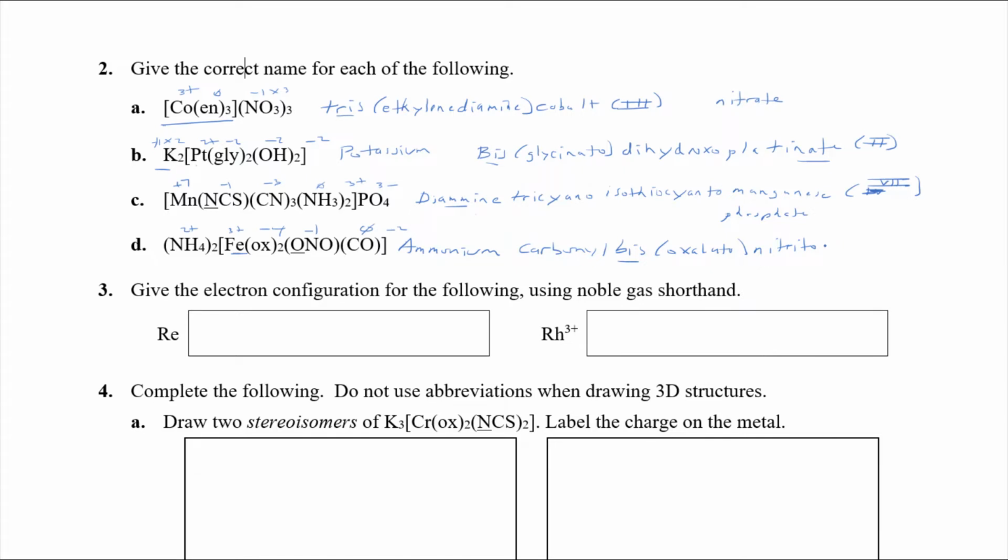nitrito, right? And then finally, you might be tempted to say iron, but you have to use the special, remember, the root here is iron, even though it's Fe, you're going to say ferrate. And that's in the reading, and again, if you can get the oxidation state, boom. So this is ammonium, carbonyl, bisoxalato, nitrito, ferrate 3.